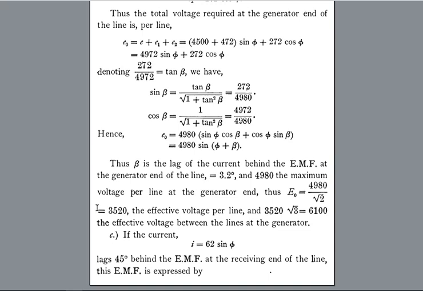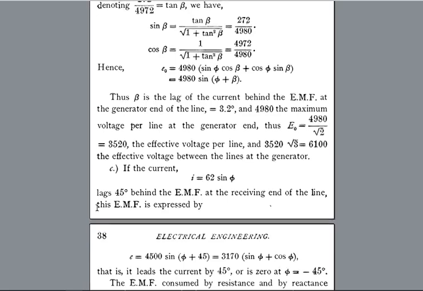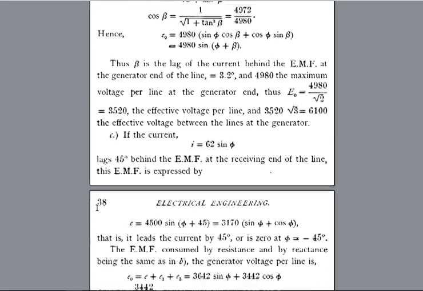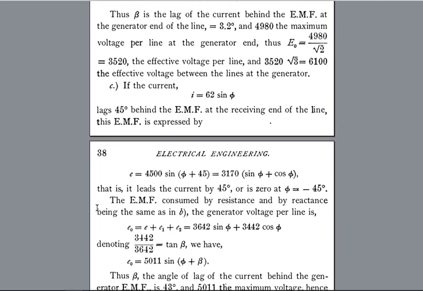C. If the current I equals 62 sine phi lags 45 degrees behind the electromotive force at the receiving end, this electromotive force is expressed by E equals 4,500 sine of phi plus 45 degrees, equals 3,170 times the quantity sine phi plus cosine phi. The electromotive force consumed by resistance and by reactance being the same as in part B, the generator voltage per line is E0 equals E plus E1 plus E2 equals 3,642 sine phi plus 3,442 cosine phi.